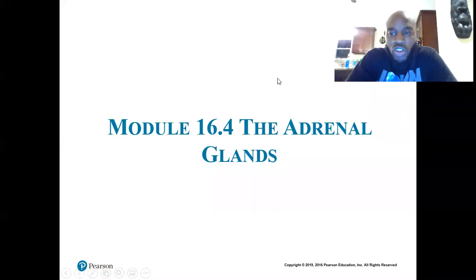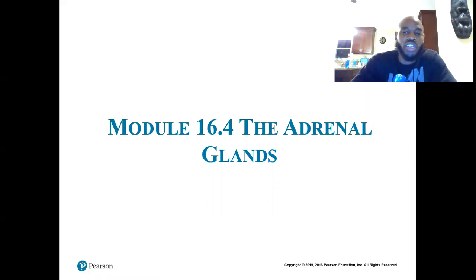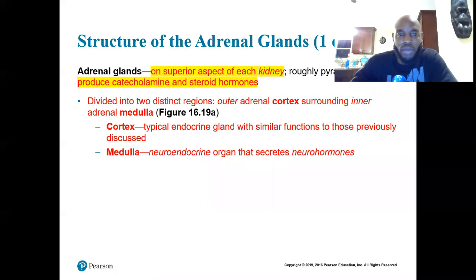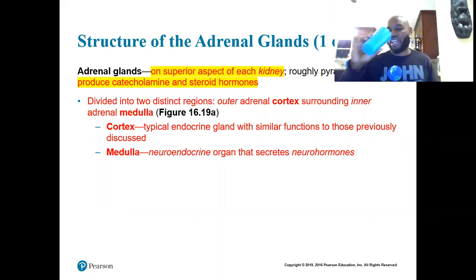So continuing on with the endocrine system, now we move on to the adrenal glands. The adrenal glands sit on top of your kidneys. So we've talked about the hypothalamus and pituitary, the brain, thyroids, and now we're down to the kidneys, which are sort of in the more posterior section, like your lower back area.